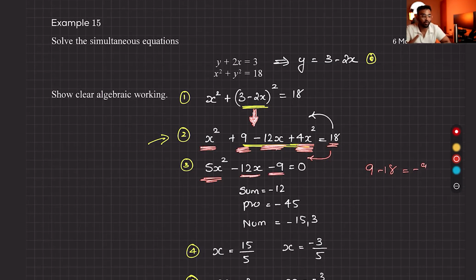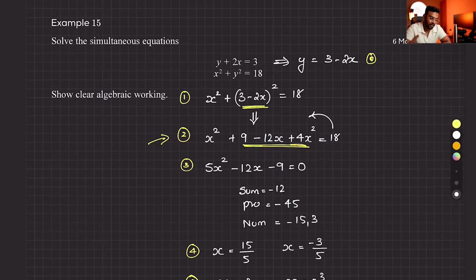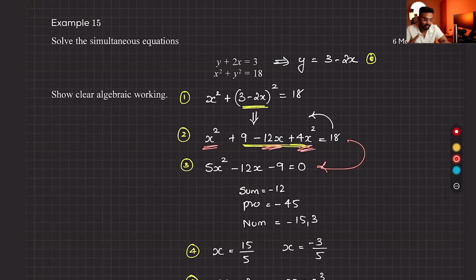Now, the thing is, I would like you guys to learn how to do all those steps in one go. I have done many things in one go over there. It's simplified really quick because you probably don't have space in the exam to write every single little thing on the paper, and you might not have time as well. So I added this up. Is that okay, everyone? And positive 9 minus 18 is minus 9. And then from here to there is solving quadratics.